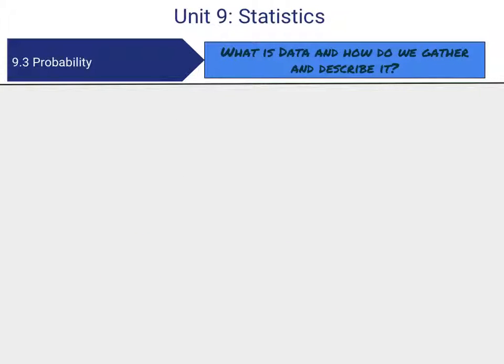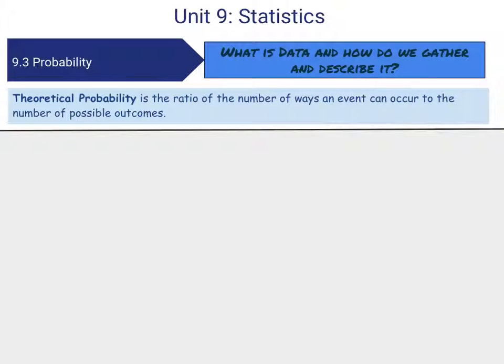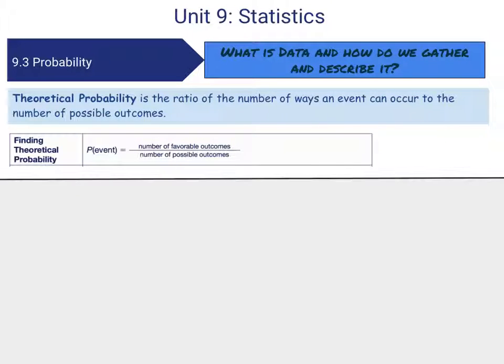Now, if I was to look at the true textbook definition of probability, we know that probability is not a definite prediction. It is the likelihood something is going to happen in theory, based on what we know and what we have. So we call the type of probability that we're going to be discussing theoretical probability. Theoretical probability is the ratio of the number of ways an event can occur to the total number of possible outcomes.